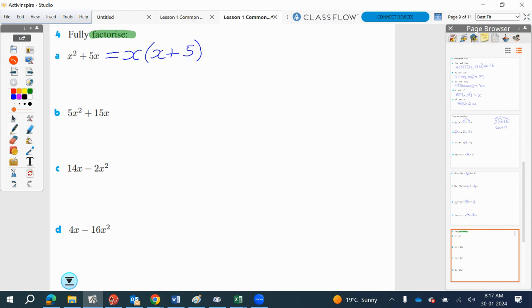Let's do another one together. What is the highest common factor of 5x squared and 15x? 5x. You have to have the highest common factor. When you fully factorize, you need the highest common factor. So we take out a 5x, we put in our bracket, put the summation symbol here in the middle.